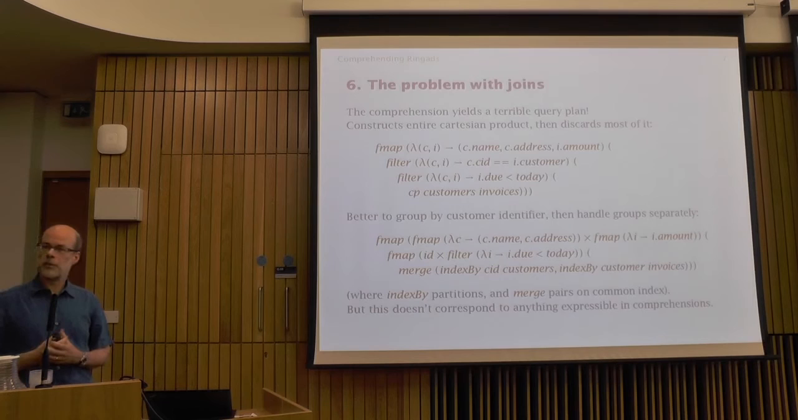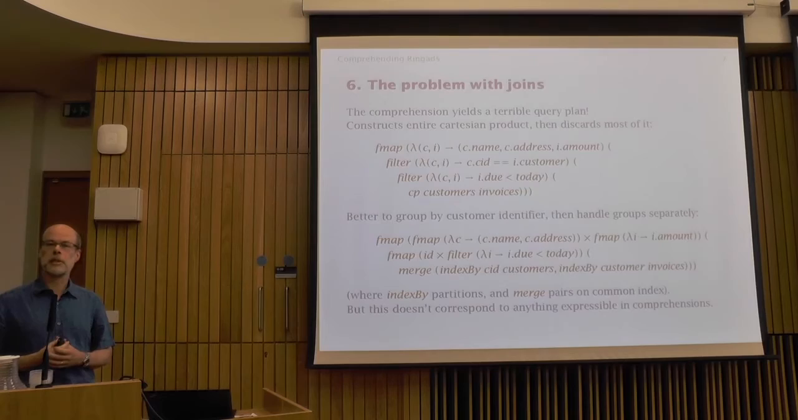First thing you do is you take the Cartesian product of all the customers and all the invoices. And most of that is junk. Most of that is customer and invoice pairs that don't match and get thrown away by the second clause. So that's an atrocious way of doing the overdue invoices.